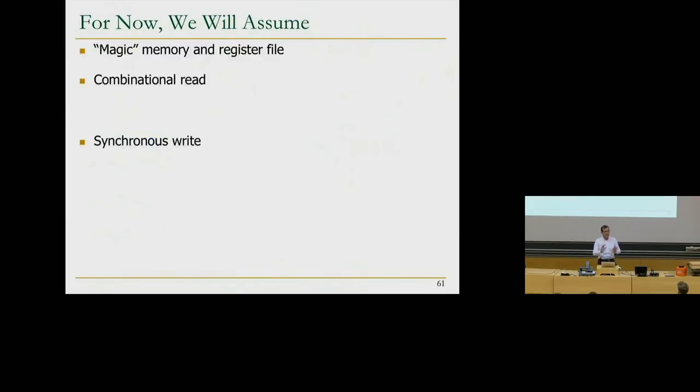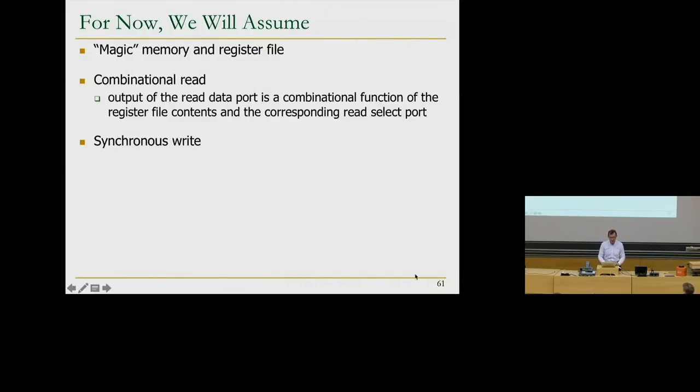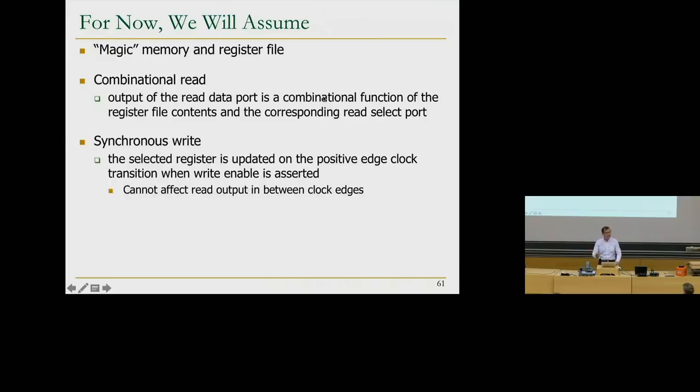So for now, we will very quickly assume combinational reads. Don't get hung up on this that much, but basically, because we're dealing with a single clock cycle, the output of the read data port is a combinational function of the register file contents and the corresponding read select port. And we have synchronous writes. Basically, the selected register is updated on the positive edge of the clock transition when write enable is asserted. This is as you expected, right? So you cannot affect the read output between clock edges.